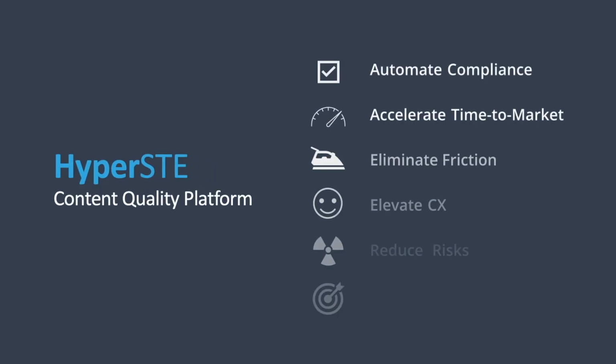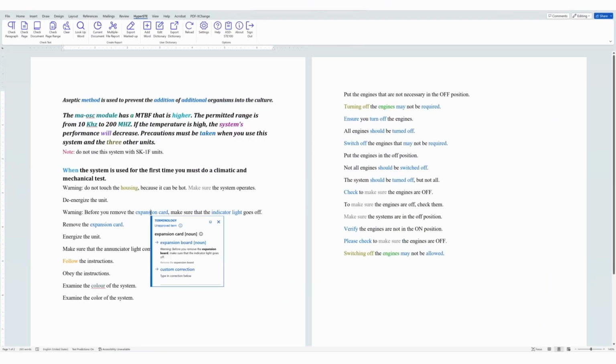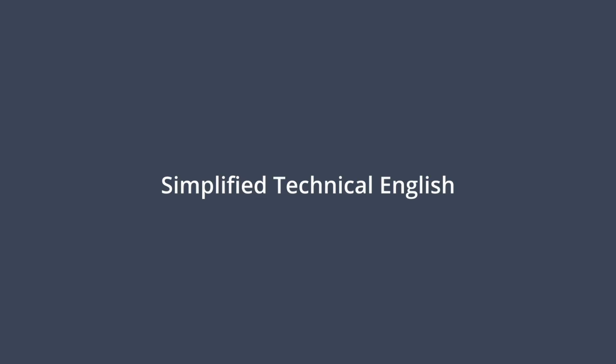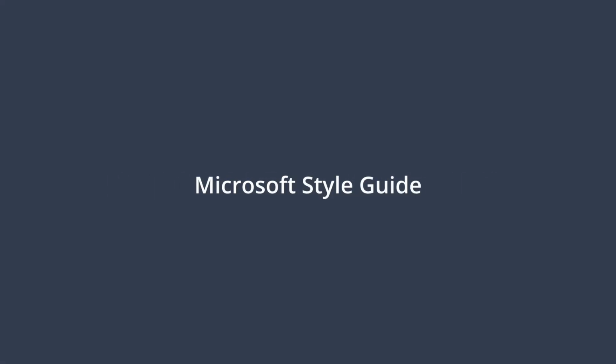HyperSTE is a software platform that provides content optimization and quality assurance for technical writers. It analyzes text and identifies areas for improvement in terms of clarity, consistency, and compliance with industry standards and guidelines, such as Simplified Technical English, the Microsoft Style Guide, Plain Language, and others.